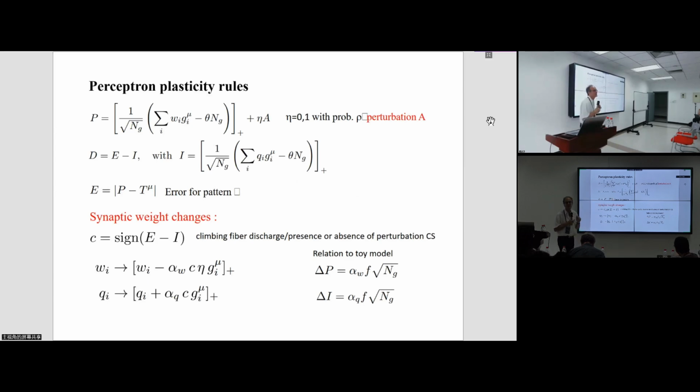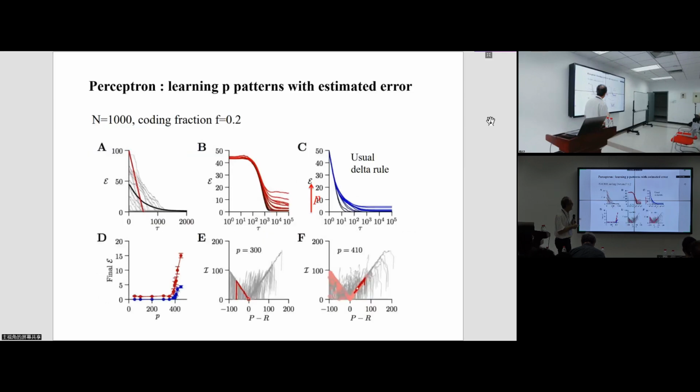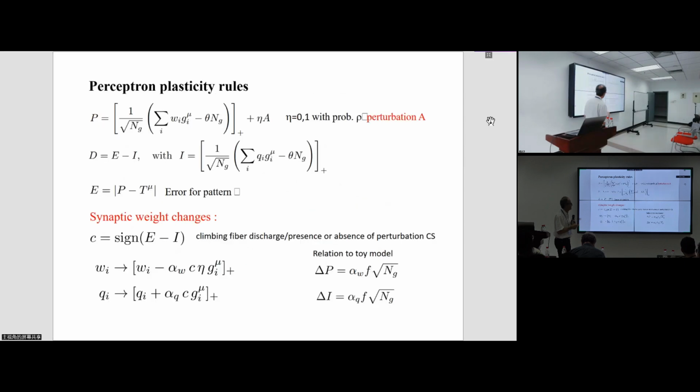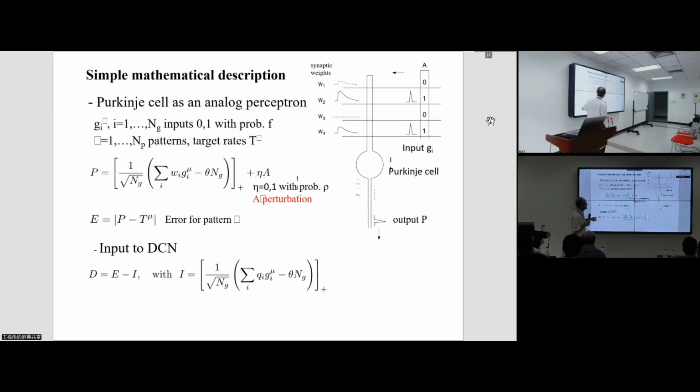So this E is the output to the nucleus, the DCN? So, sorry. Basically, yes, P is just the output of the Purkinje cell, which in fact will go to the DCN. But at this stage, we just keep track of the output of the Purkinje cell. But you're right that their influence on the movement would be through the DCN.